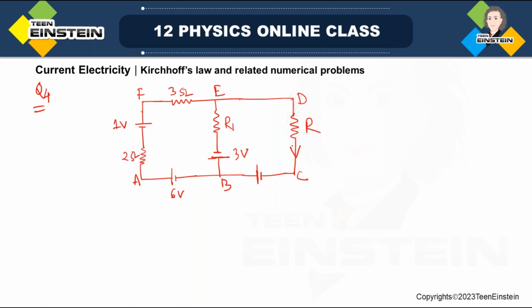Okay, so the question is: use Kirchhoff's rule to determine the potential difference between the points A and D. So you have to find the potential difference across A, D.